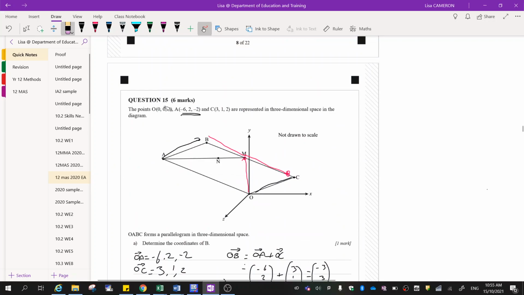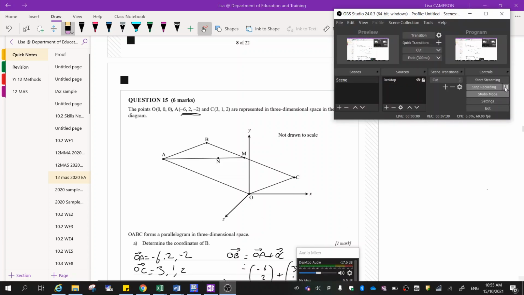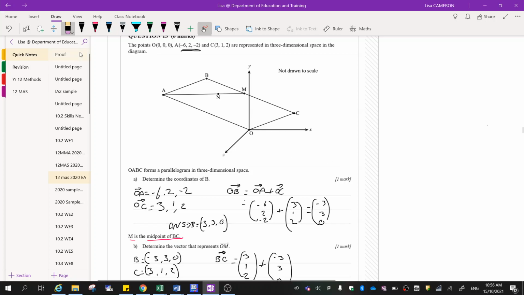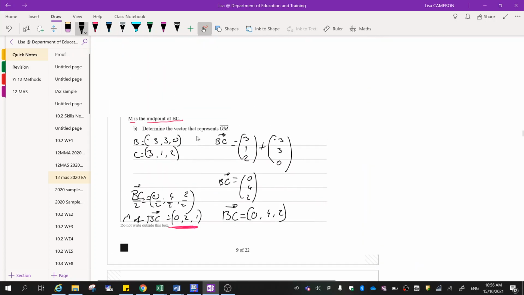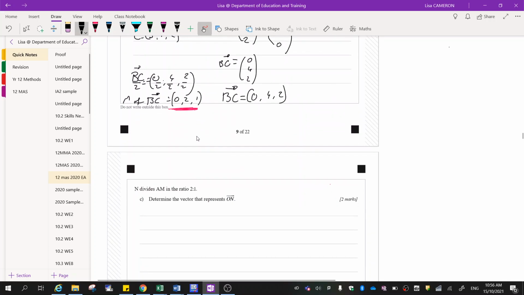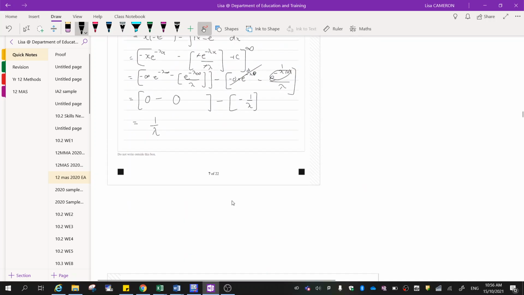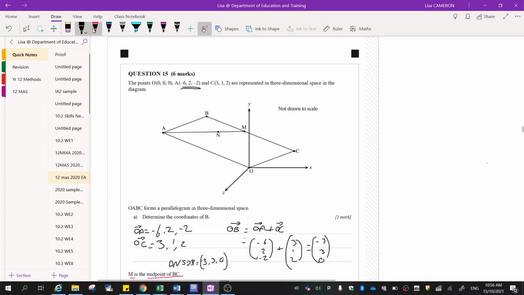I'm just going to rub this out real quick. Okay, so let's resume. From the question, you can read that it says, determine the vector ON. So N is here, right? And you want to determine the vector that goes along O to N.